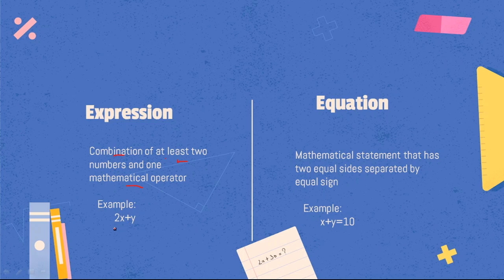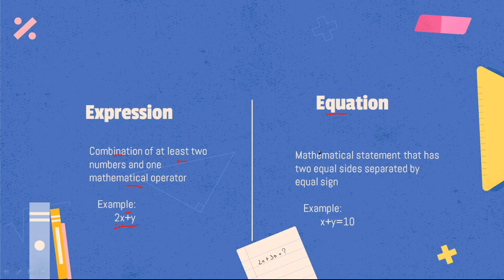For example, 2x plus y. You see this 2 is a coefficient, x is a variable and y is also a variable, and there is a mathematical operator between them, the addition operator. It can be any operator, like subtraction, division, multiplication, any of them. Now let's come to our topic.